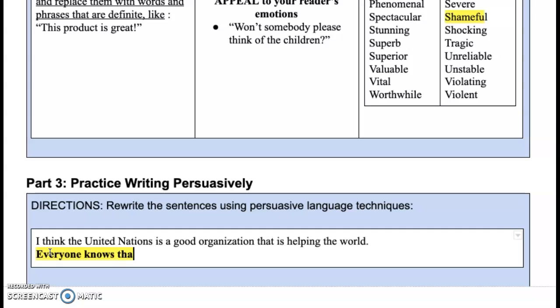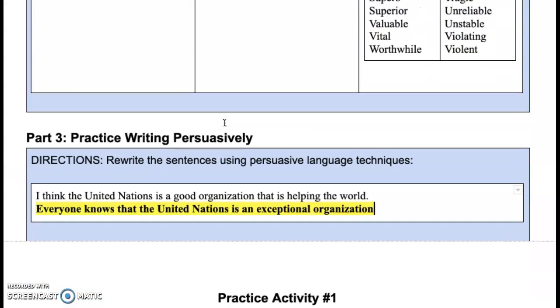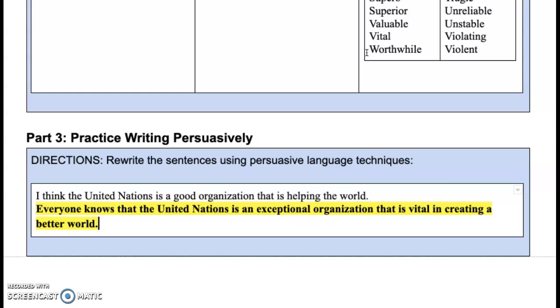everyone knows that the United Nations is an exceptional organization. Exceptional was one of the words that I had highlighted up here. So I can use that down here to describe the organization. That is, helping the world. I think I'm going to jazz that up a little bit. So I'm going to pick another word from up here. I see the word vital, and I'm going to change up that wording. And I'll say is vital in creating a better world. Now I've even changed this ending part. I even changed the phrasing of just helping the world to make it sound more persuasive.